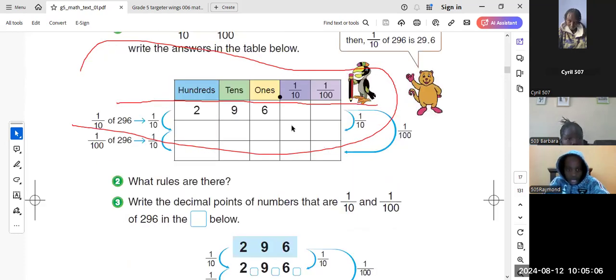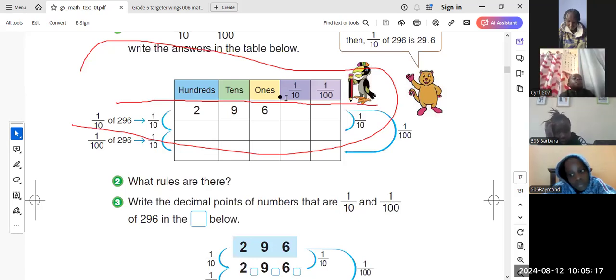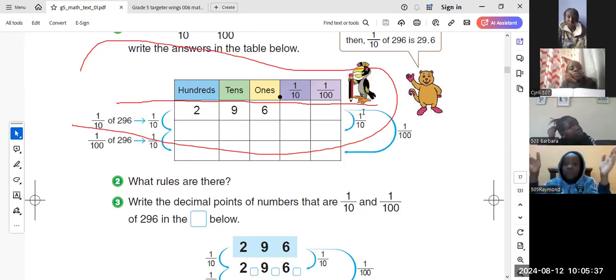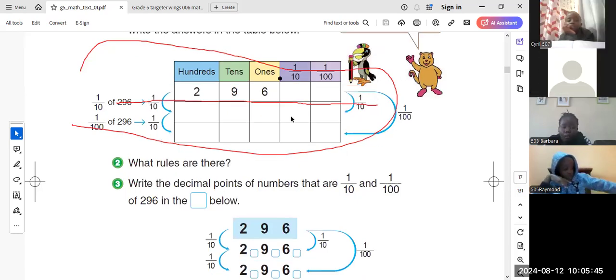Now, I am still insisting: in the event you are to do place values and total values, before the decimal place we have the normal ones, tens, hundreds. But after the decimal place, you start with 1 over 10, 1 over 100, 1 over 1,000, in that order. Are we there? Now, for example, what rules are there when doing this?